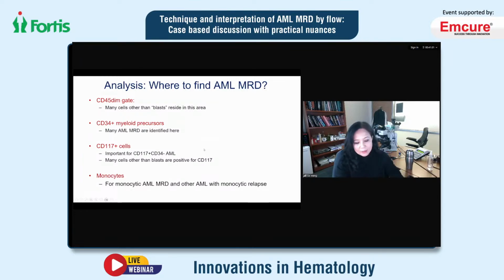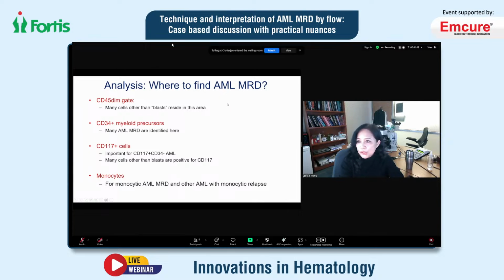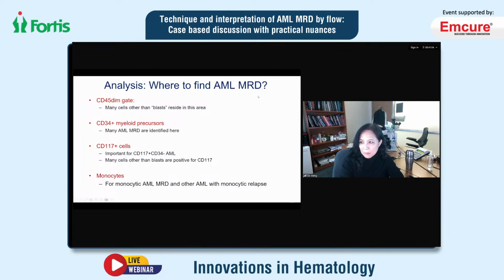We focus on a lot of technical issues, where to look to find AML MRD. For B-ALL we gate on CD19, and from CD19 we look for MRD. But in AML MRD, where do you look for blasts? We commonly say the CD45 dim gate is the so-called blast gate. However, there are a lot of cells in this area. I will show you what the cells are.